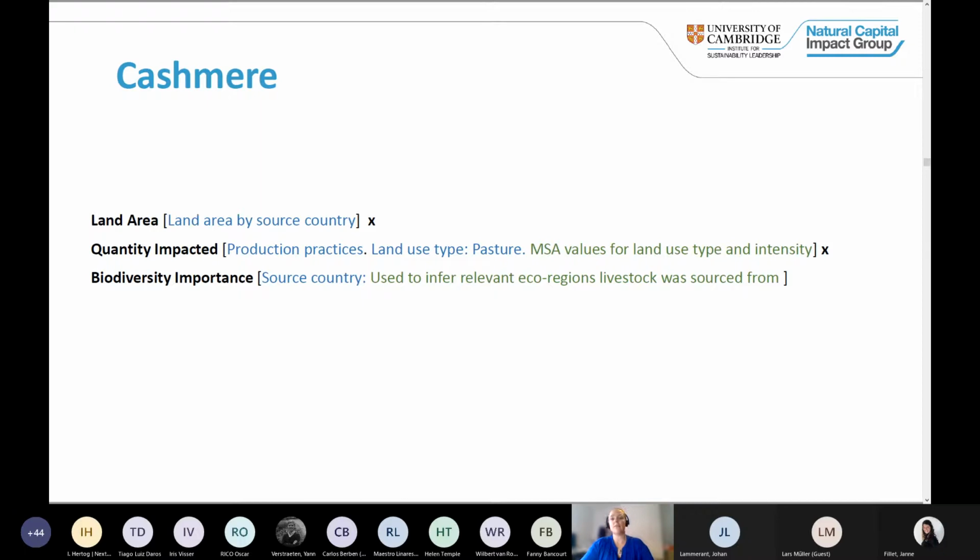So a second example was taking a different commodity for KERING, and this was using cashmere, which of course is a slightly different type of product. It's coming from goats, for example, so it's not a crop that we're growing. So we don't have quite the same data sets to draw on. But KERING is able to provide a good amount of information, particularly their estimate of land area that's needed for the cashmere that they're sourcing. And again, they also have information on production practices and the source country.